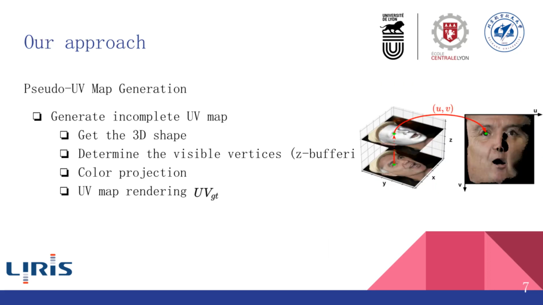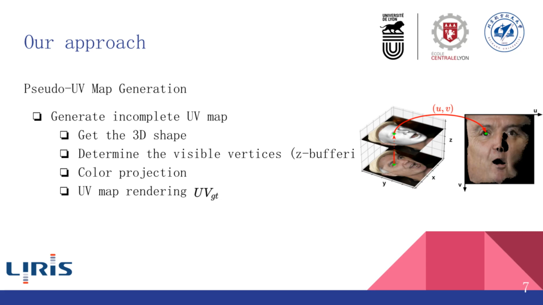Let's move to our method. The UV map is a two-dimensional representation of the global texture of a 3D object. The main difficulty is how to train the model without ground truth UV maps. We decide to generate a pseudo-ground truth.